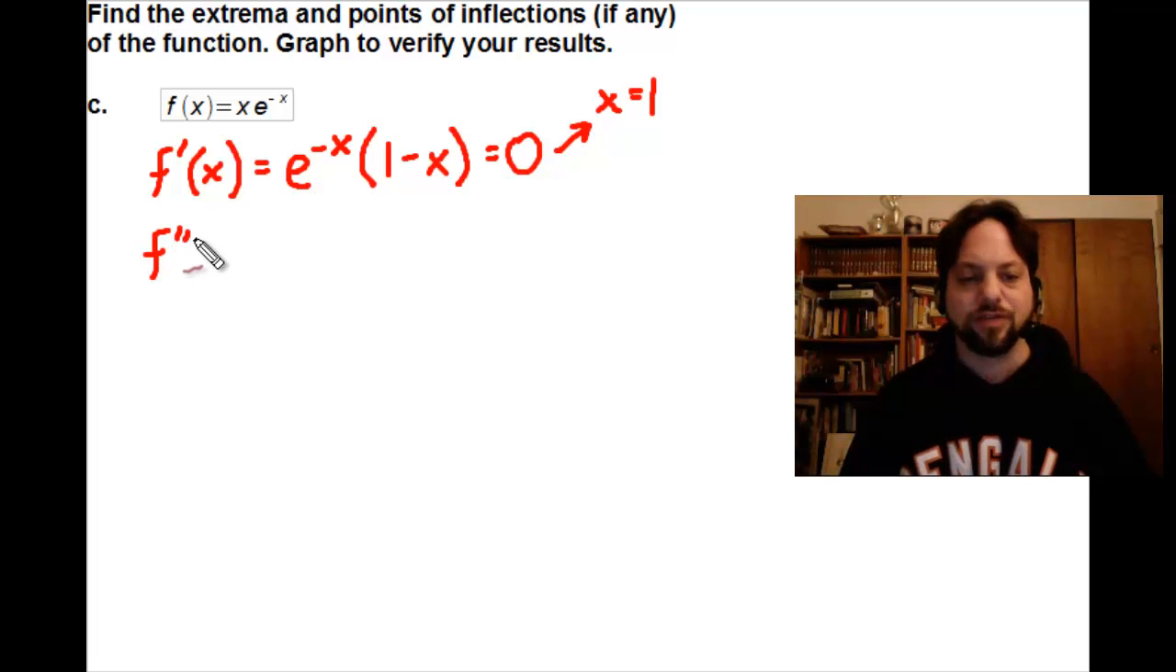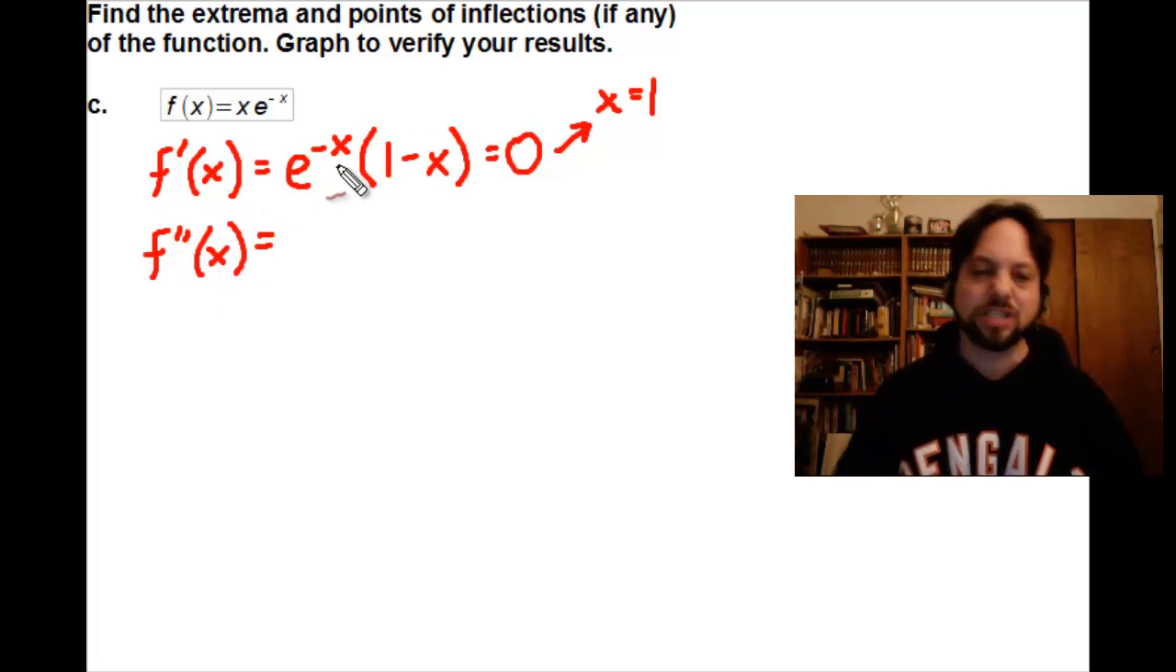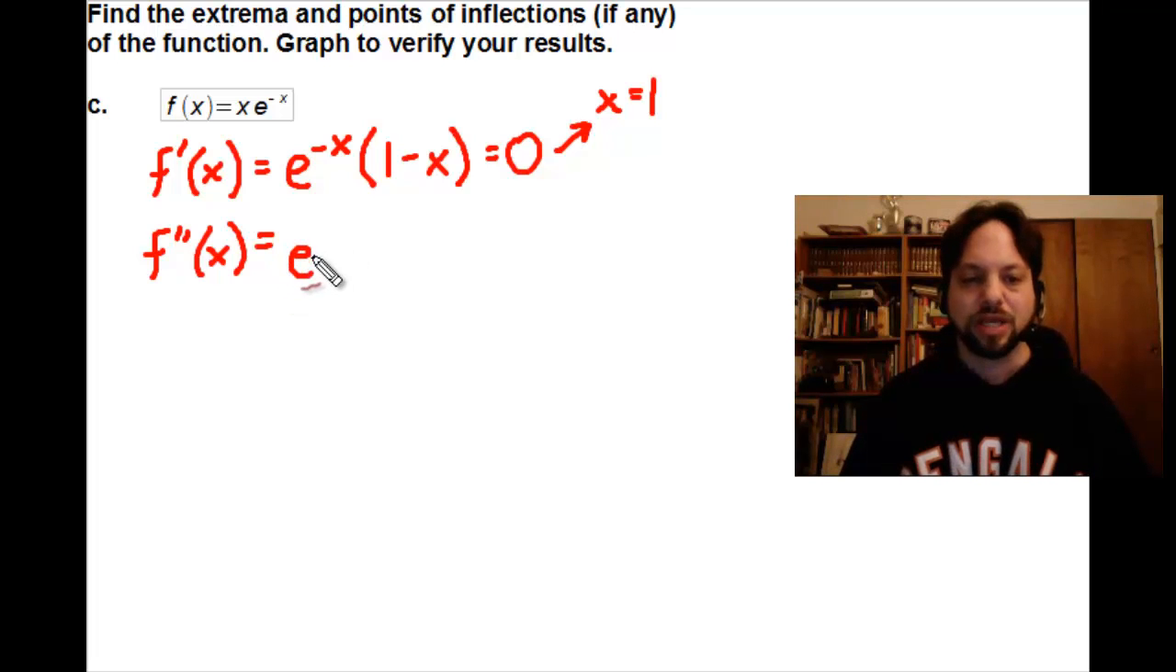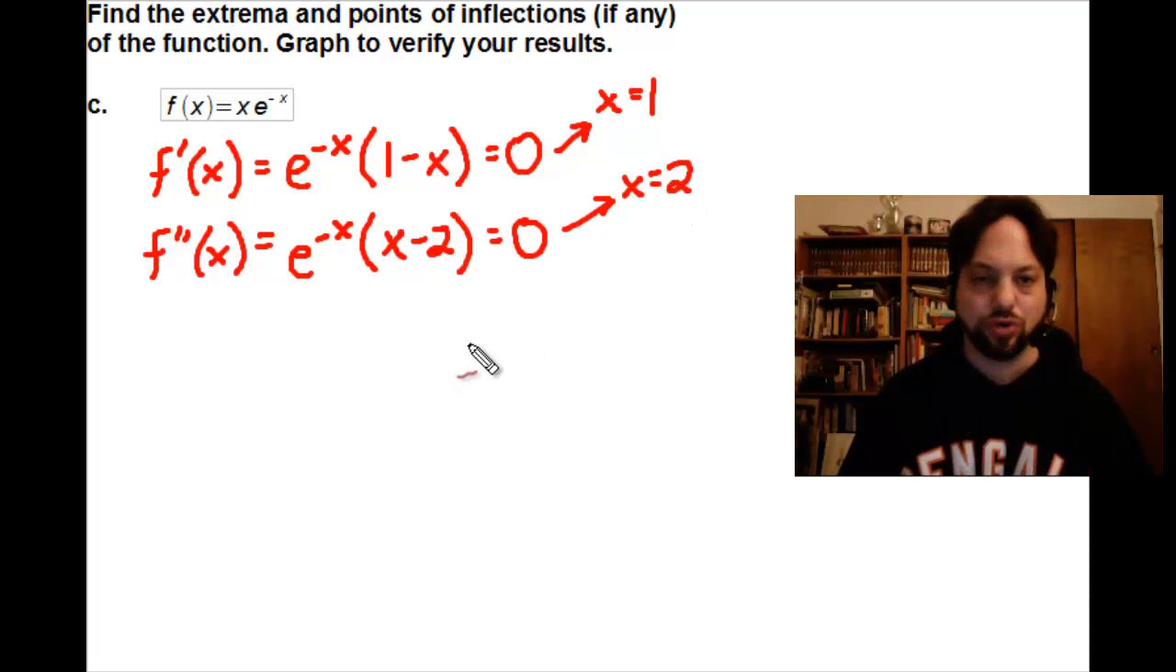Now, of course, to find the points of inflection, we're going to need the second derivative. So you can take whatever method you like to find the second derivative. You can distribute this and then differentiate the whole thing. You can differentiate it as it is with the product rule. Your choice. But in fact, pause the video and try it yourself just to see. If done correctly, what we should end up with is e to the negative x multiplied by the quantity x minus 2. And again, if we want to find points of inflection, we need to set this equal to 0, and we'll find that we have a possible point of inflection at x equals 2.